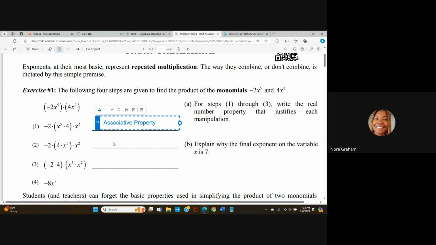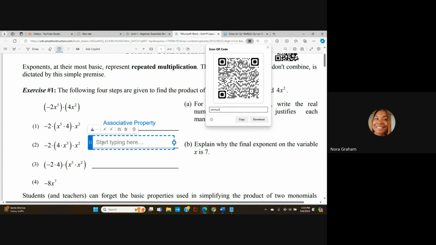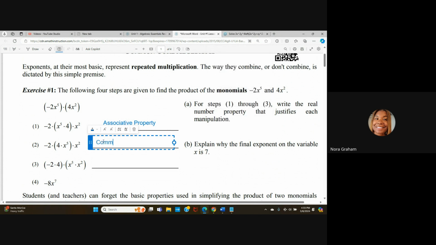Okay. And then for the next one, if we notice what they do next, we're switching our x to the 5th and our 4, right? And we can do that only with addition and multiplication. So that one's going to be commutative property, because we switched that 4 and the x to the 5th.